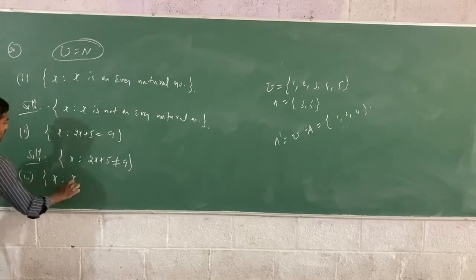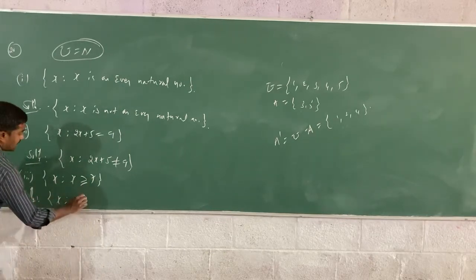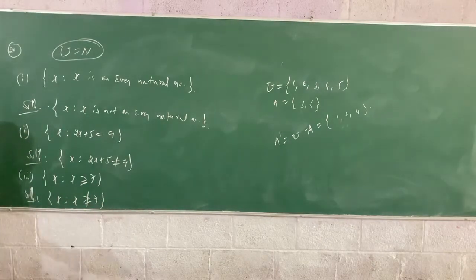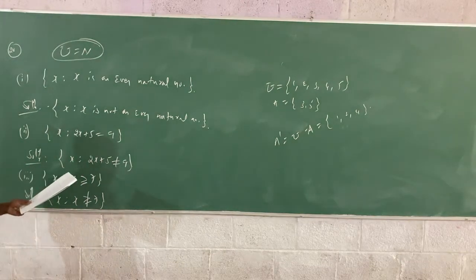Set of x such that x is greater than or equal to 7. Okay. So the complement is the set of x such that x is not greater than or equal to 7. I mean, x is less than 7. Okay? Less than 7. Next, fourth one.